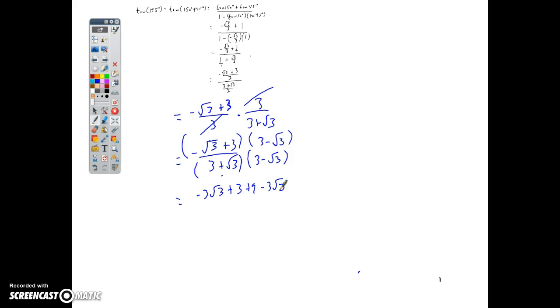Oh, I heard something wrong. Okay. Plus 3. I did a 3 times 3. Oh, no, I didn't. The square root 3. Negative square root of 3 times the negative square root of 3. Is that okay? Then the bottom, I get 9. I get minus 3 root 3. I get plus 3 root 3. And then minus 3.